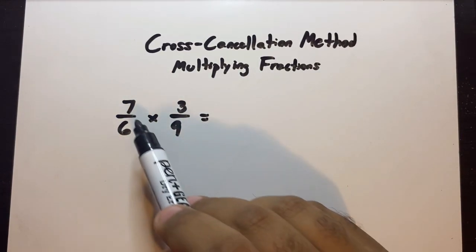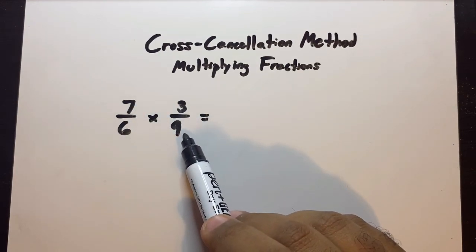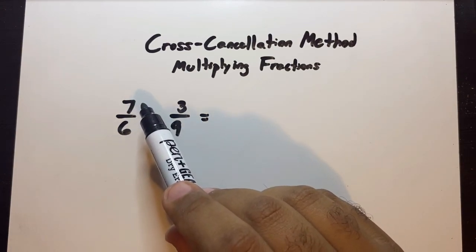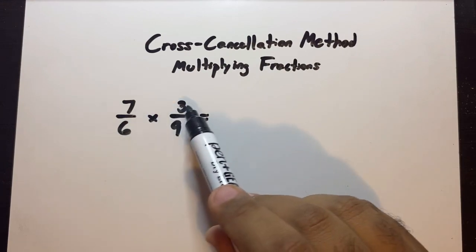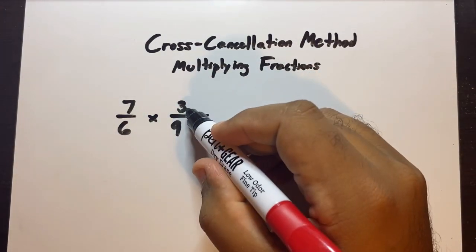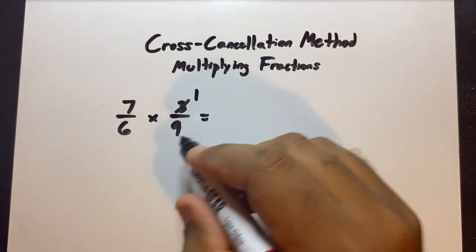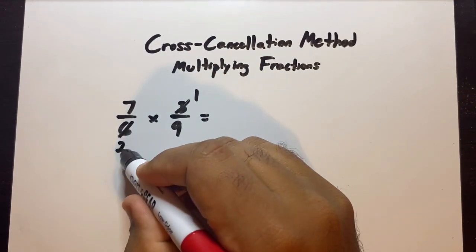So I know there is no number that 7 or 9 share. We can't really cancel these two, so they're going to be left alone. However, when I look at the 3 and the 6, they do share a common number. In this case, it is 3. So I'm going to divide 3 by 3, and this will give me 1. And then I'm going to divide 6 by 3, and this will give me 2.